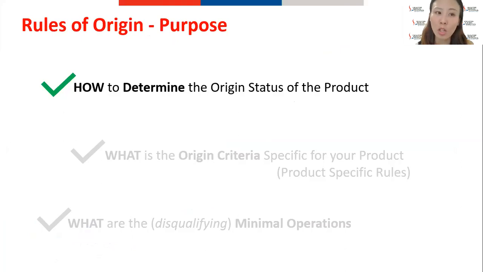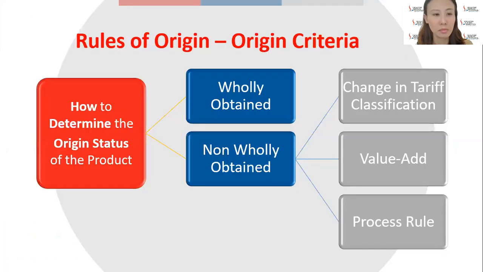We shall first explore how to determine your product origin status. Right in front of you, you will see a flow chart, and you may wish to follow this flow chart to determine your product origin status. The first tier would be wholly obtained or non-wholly obtained. The latter will apply more for manufactured goods or processed agriculture products. We will be going through the change in tariff classification, value add, and process rules in the later slides.